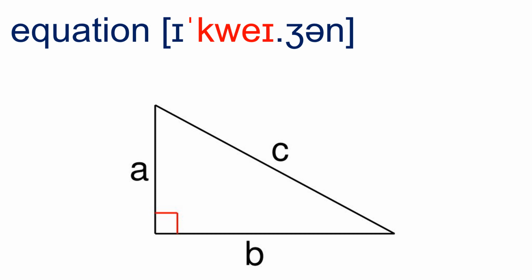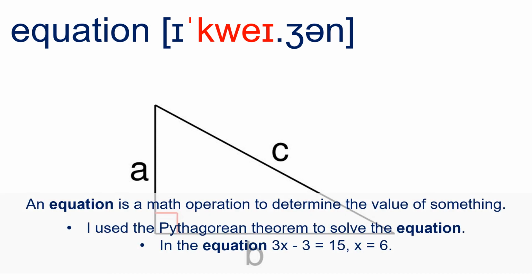Equation. An equation is a math operation to determine the value of something. I used the Pythagorean theorem to solve the equation. In the equation 3x minus 3 equals 15, x equals 6. Equation.